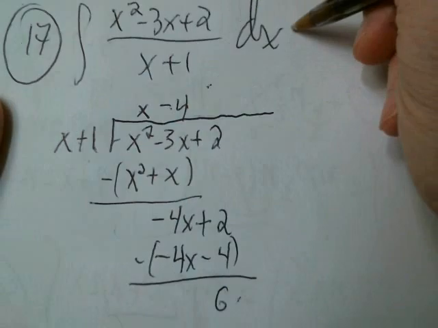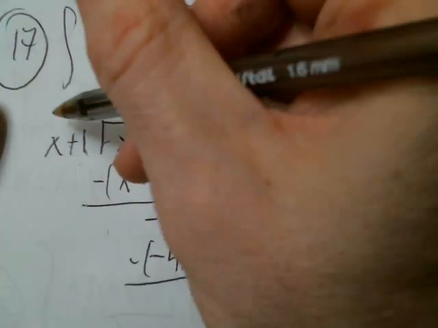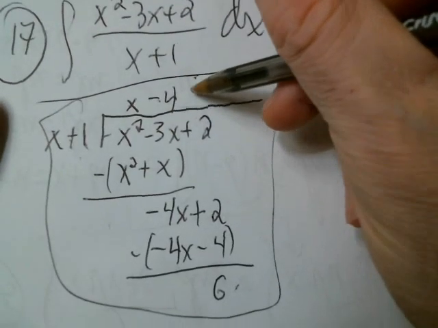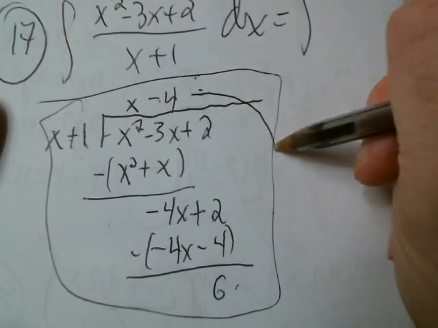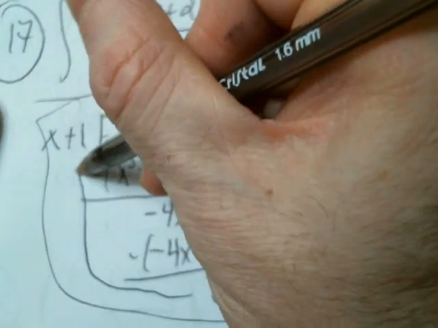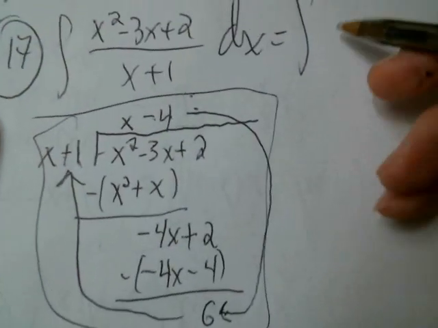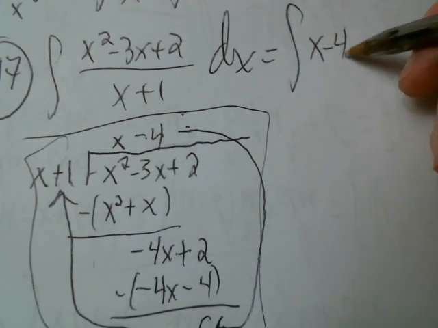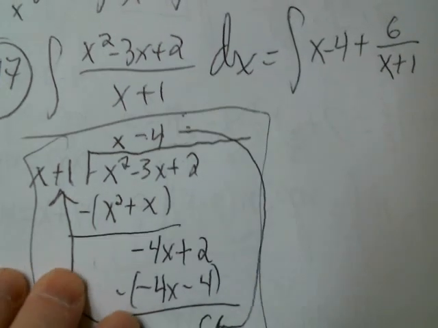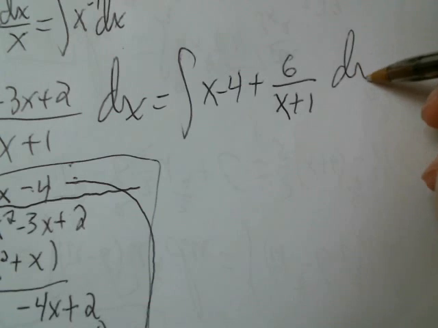And you could write up your answer. The way it goes, it's x minus 4 and then plus the fraction built by putting the remainder over the divisor. So it's x minus 4 plus 6 all over x plus 1, and then dx.